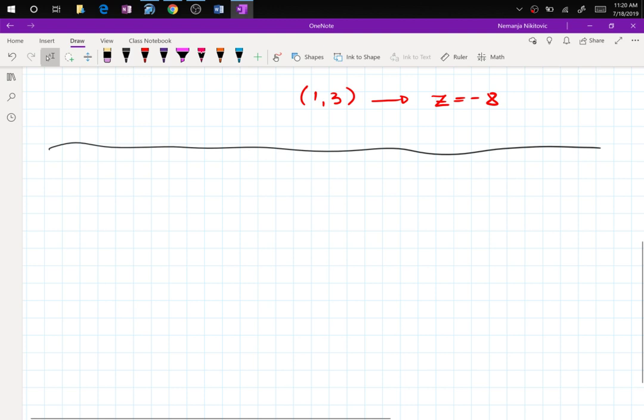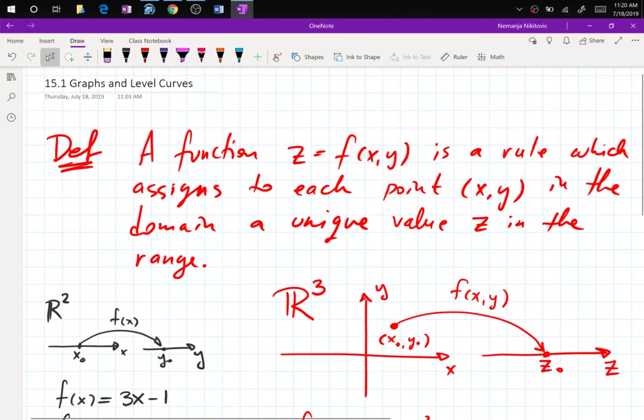So now we would like to talk about the domain of these functions. We have these key important words: the word rule, the word domain, the word range, and the word unique. Those are the key words in this definition, which everyone will have to know for exam 2. So this is me telling you the question on exam 2 for 4 points.